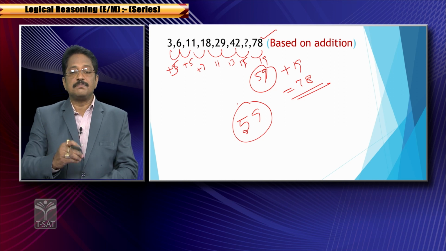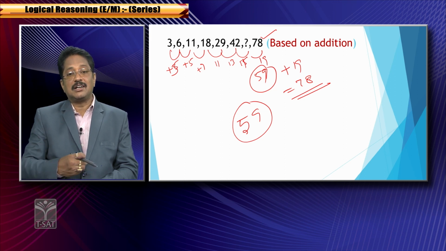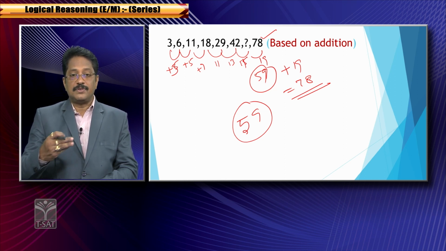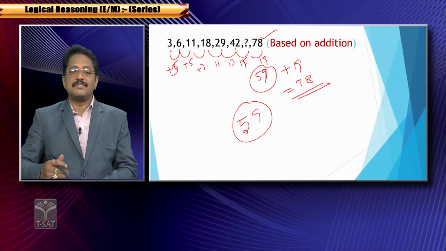So this is based on addition. The series is increased by addition, but here it is increased with respect to prime numbers, means 3, 5, 7, 11, 13, 17, 19. This is very important.